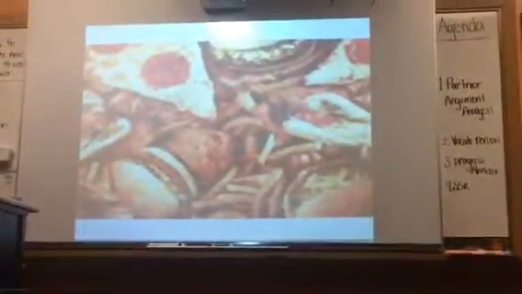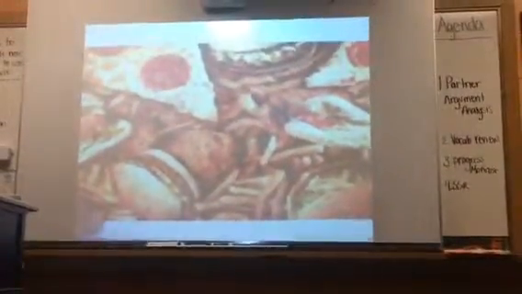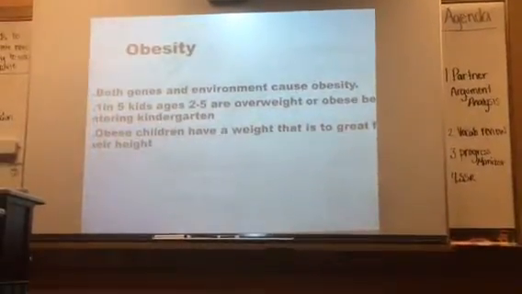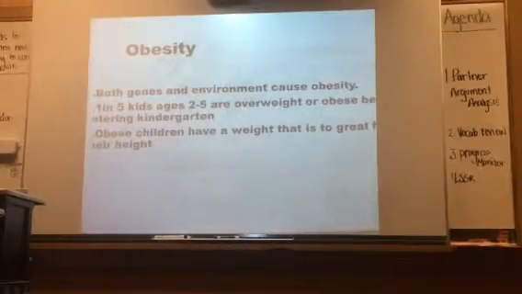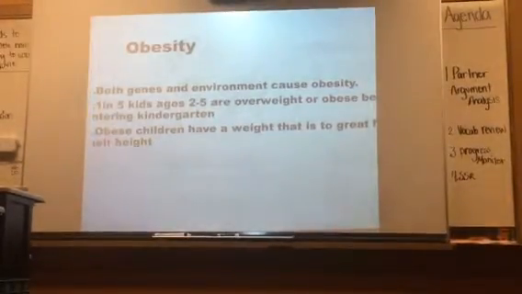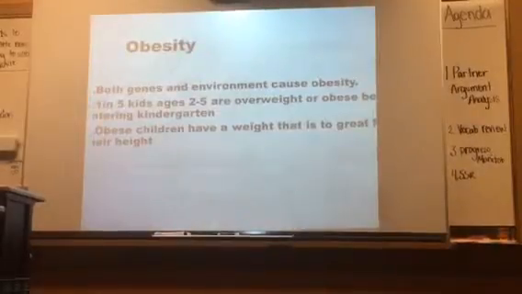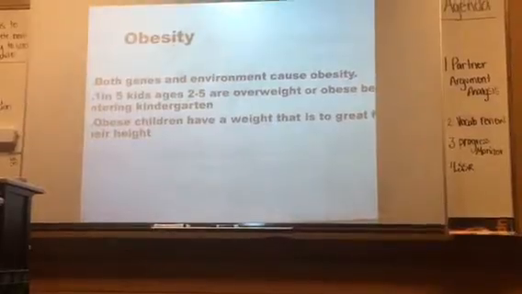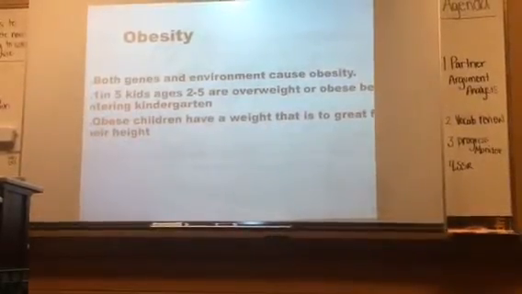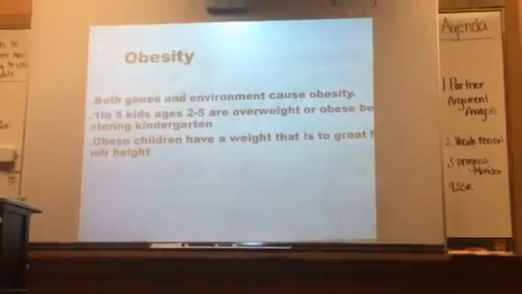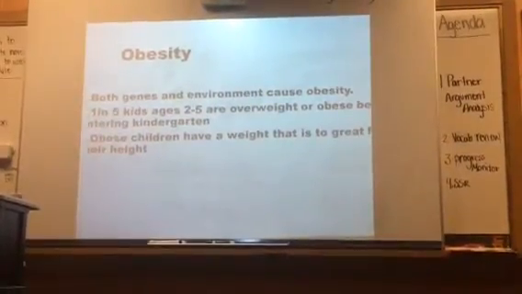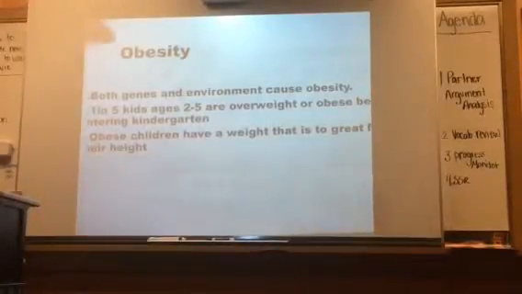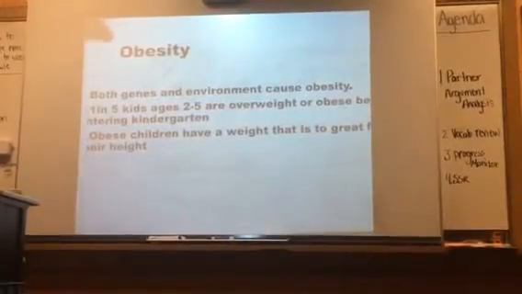So today I am going to talk about obesity. Obesity is caused by both genes and the environment. 1 in 5 kids ages 2 through 5 are overweight or obese before kindergarten. And obese children have a tendency to carry more weight than what their height allows for. So that's the definition of obesity, more weight versus your height.